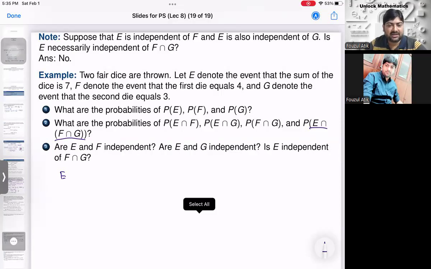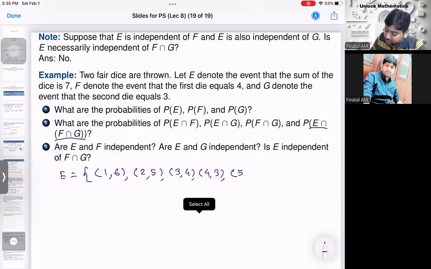Now E is the event that the sum of the dice is 7. So what are the outcomes in E where the sum of the dice is 7? First die is 1, second is 6, then 2, 5, then 3, 4, then 4, 3, then 5, 2, then 6, 1. If you add the face values, you will get a sum of 7. How many such cases are there? There are 6 cases.